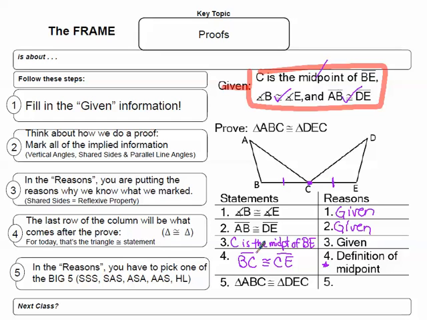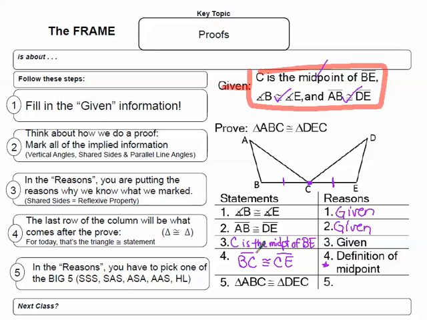Now I'm going to go ahead and mark my picture and figure out which one it is. So, a couple of things. I need to think about all my implied information. In this case, it was a word. They told me the word midpoint, and anytime you get a word, you have to define it. So that's why I defined it with math. In the reasons, I have to know why we marked. Shared side is reflexive property. If there were vertical angles, I would put that. I could put the alternate interior angles down.